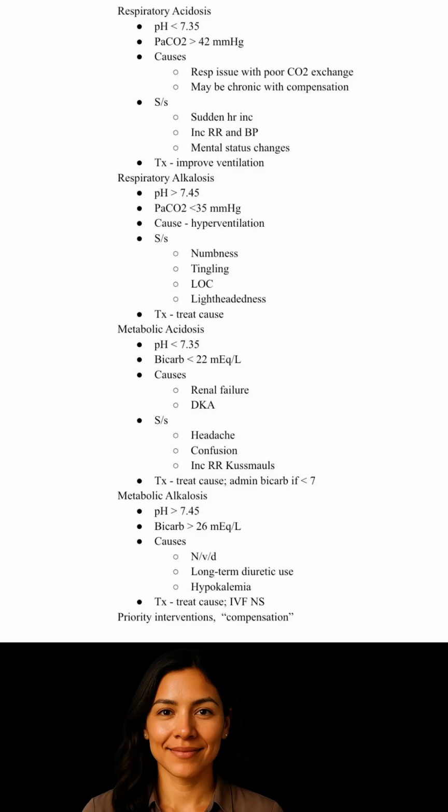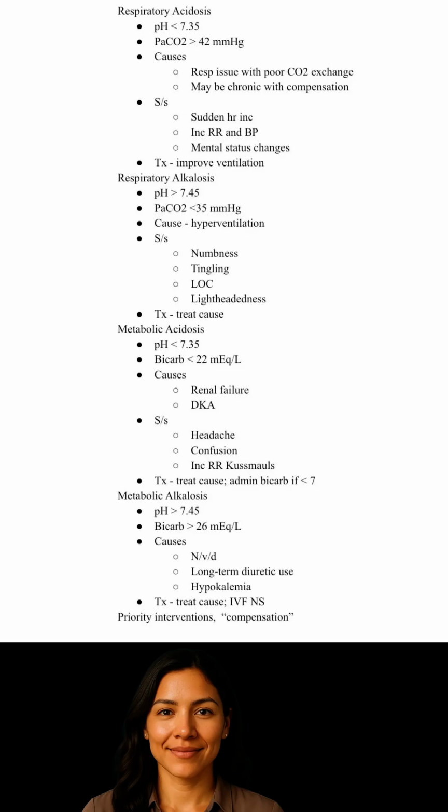Next, let's understand metabolic acidosis. pH falls below 7.35. Bicarbonate decreases below 22. Common clinical causes include renal failure, diabetic ketoacidosis. Key symptoms to watch for include headache, confusion, deep, rapid Kussmaul respirations, which is the body's natural way of trying to eliminate excess acid. The main treatment focuses on addressing what's causing the acidosis in the first place.